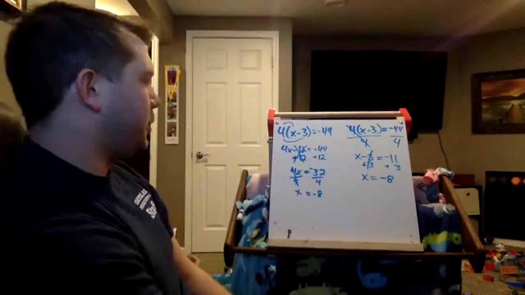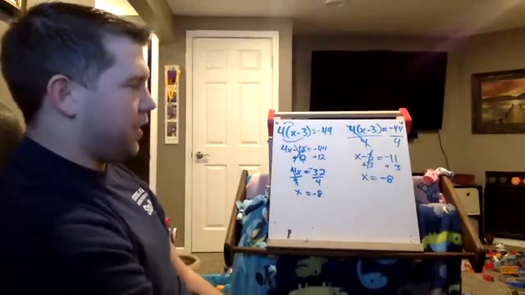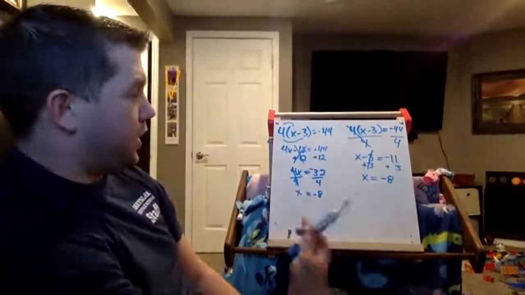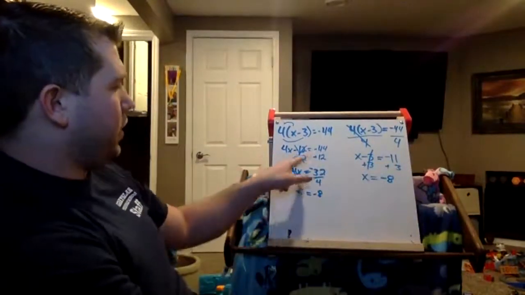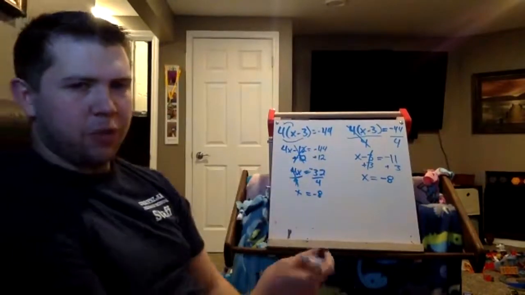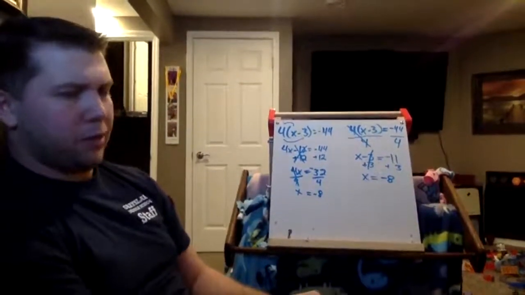I don't know. It's kind of even on that one, but in my opinion, I think it's easier to just get rid of the 4, because this is a much easier equation to solve than when you're dealing with bigger numbers. So there's just less of a chance for error if you can do that.